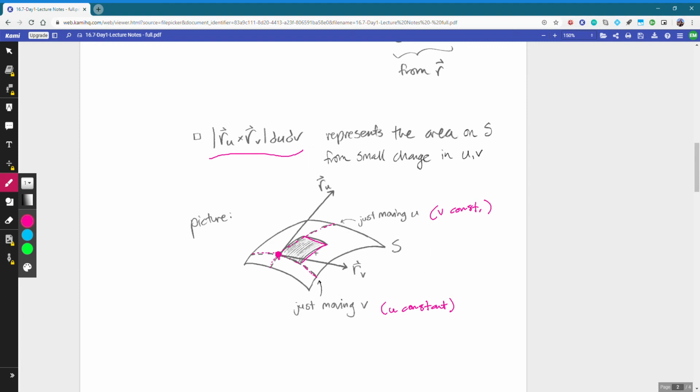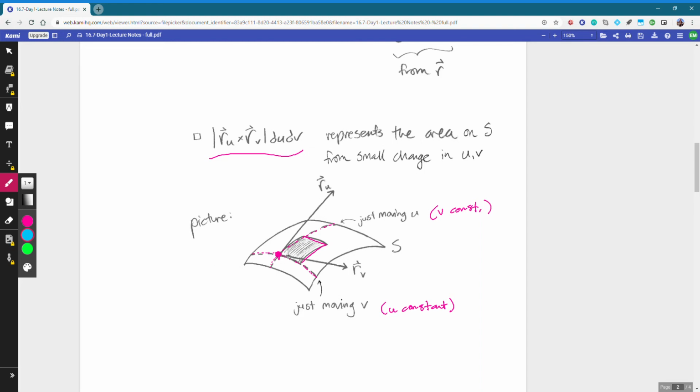And the way that we can approximate this little patch of area is actually very similar to how we approximated the patch of area on a graph of a function when we were trying to come up with our formula for surface area. Do you remember how we did that? We used a parallelogram, right? And that's the exact same idea that we're going to use here.